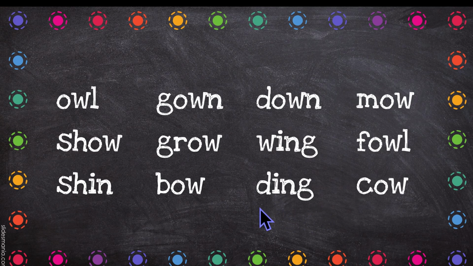D-ing, ding. Let's try both sounds. O and then ow. K-o, co. I don't recognize that. Let's try with ow. K-ow, cow.